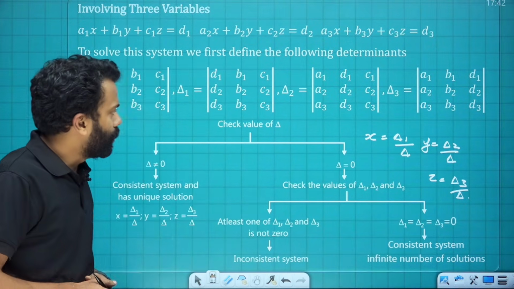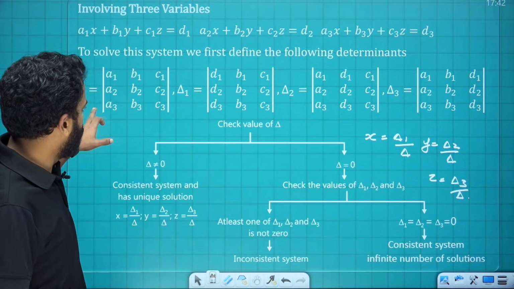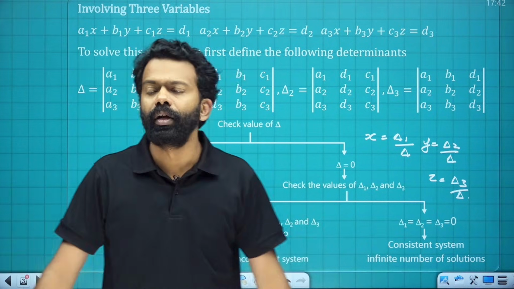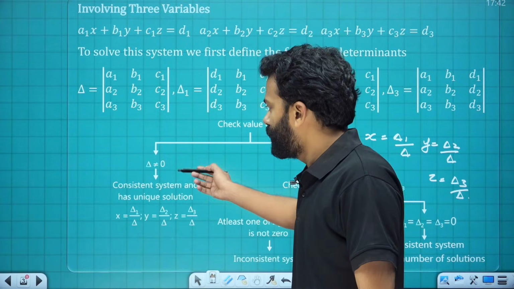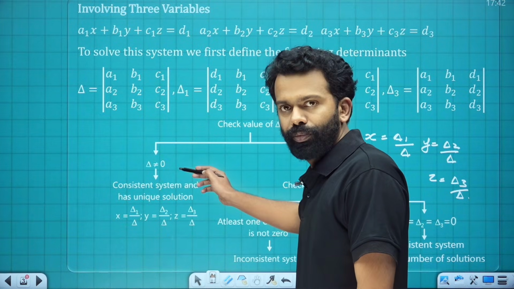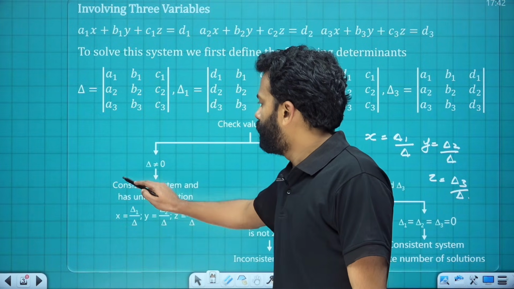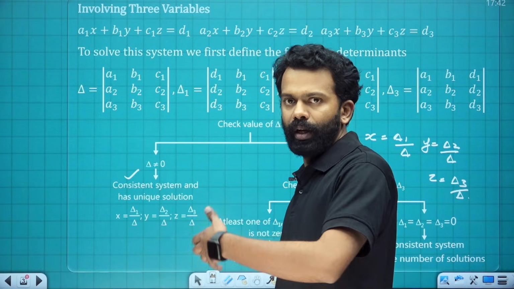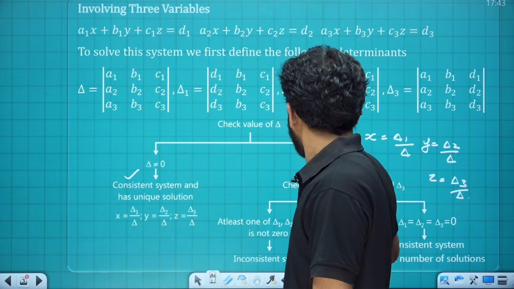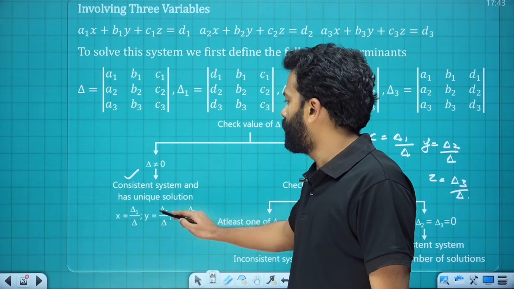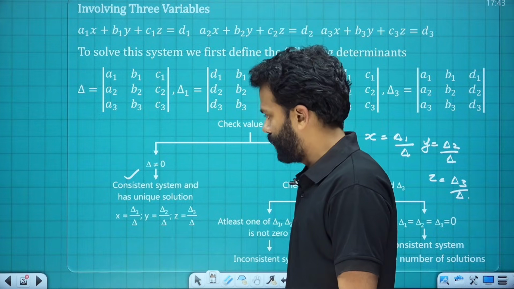Okay, so let's focus on the main thing first. First we need to find the value of the main determinant, that is the coefficient determinant, and check whether it is 0 or non-zero. If it is not equal to 0, then the equation will be consistent. Consistent means the equation will have a solution, and a unique solution, and the corresponding values will be x is equal to delta 1 by delta, y is equal to delta 2 by delta, and z is equal to delta 3 by delta. It will be like this.